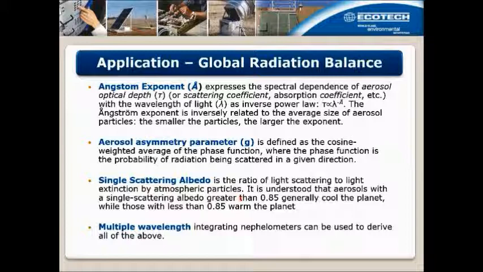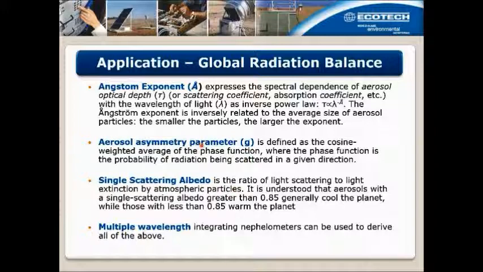But that's not all you can measure. I showed you the Angstrom exponent has quite a few applications when you measure it with an integrating nephelometer, and to do that you really need a two-wavelength integrating nephelometer. For the absorption Angstrom exponent, you would need a two-wavelength aethalometer or photoacoustic instrument to get the absorption of black carbon. The other thing you can measure is the aerosol asymmetry parameter.